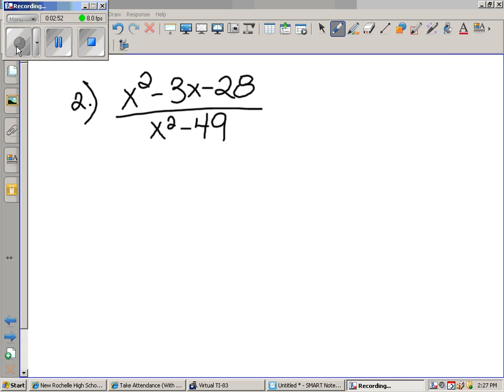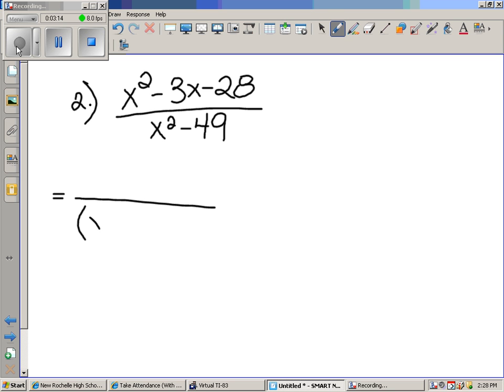Problem number 2. We're going to be doing these problems all day long. It's going to be the same process over and over again. So factoring is pretty huge today. First thing we got to do is factor. What about the bottom? I showed you an example just like it. What's that bottom factor into being? Jose? Very nice.